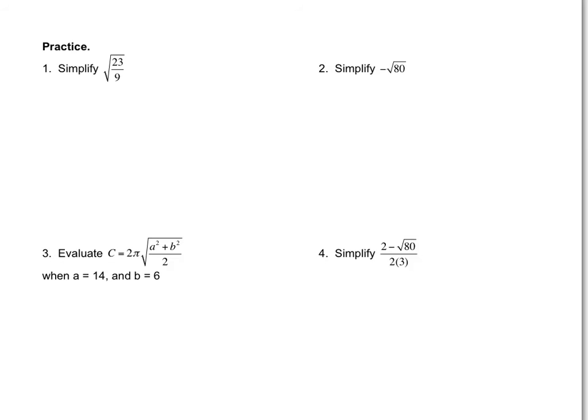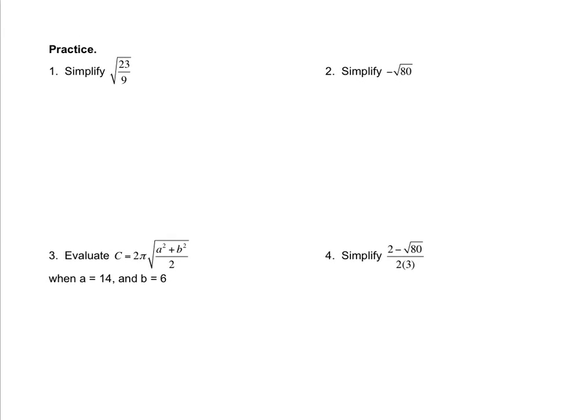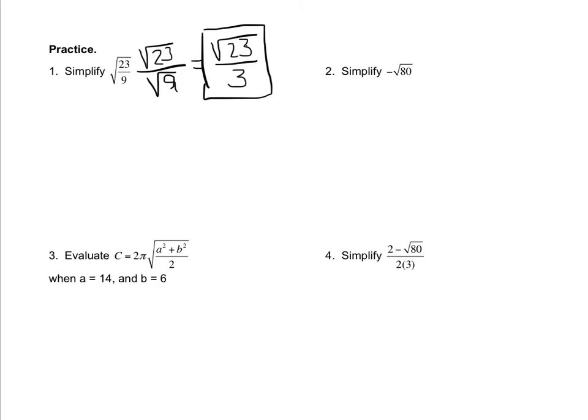So a little more practice over here. Again, this is your quotient property. If I see the square root of 23 ninths, I can say that's the same thing as the square root of 23 over the square root of 9. And because we have a perfect square in my denominator, I can at least do that piece to get square root of 23 over 3.